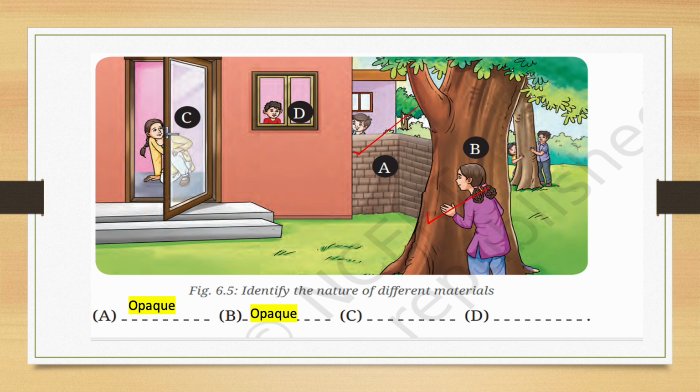Then next, Sara hides behind the frosted glass door. So, it is translucent. We can see through the frosted glass but not clearly. Then, next, Sheeta's brother. He is looking through the glass window. So, it is transparent. He can see clearly through the glass.